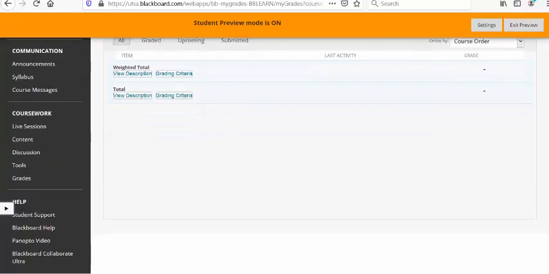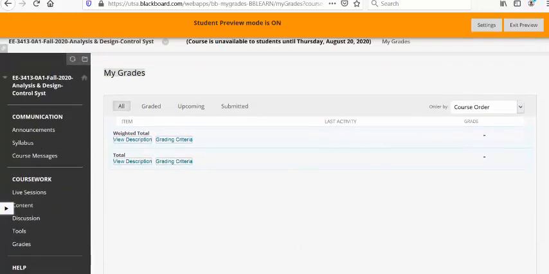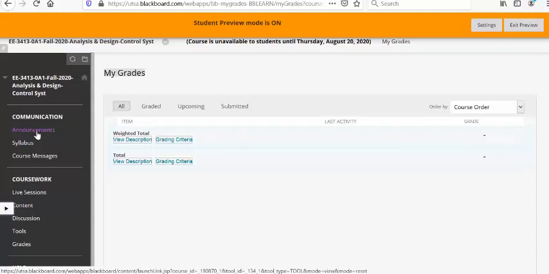Okay, so that's pretty much about the Blackboard system. Like I mentioned, the important things you want to remember: check the announcements, and refer to the syllabus when you have a question, for example, what is my grading policy? And content, live sessions, and grades. Those are the five things you want to pay attention to: announcements, syllabus, live sessions, content, and grades. All right, so that's about Blackboard. If you have any question, you can contact me, or the university can also provide resources for you to know how to use Blackboard.